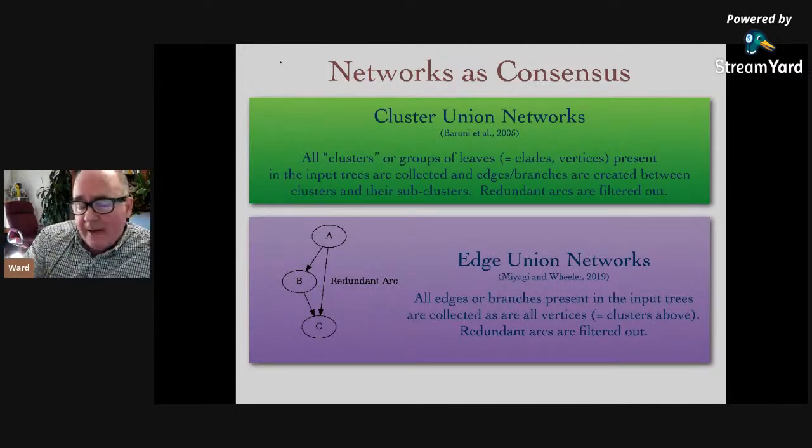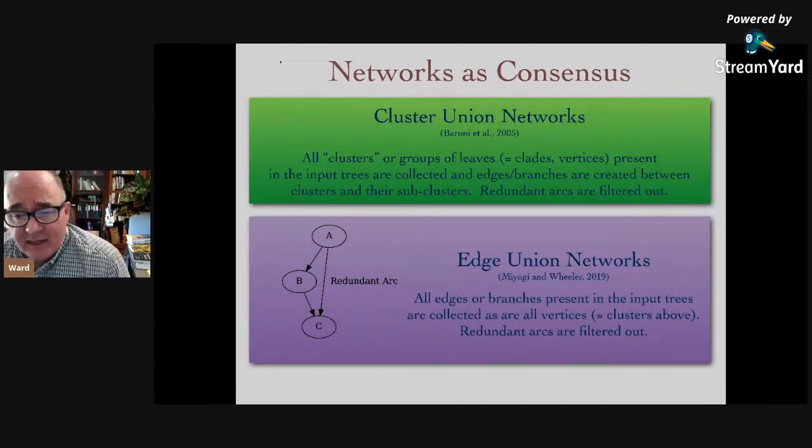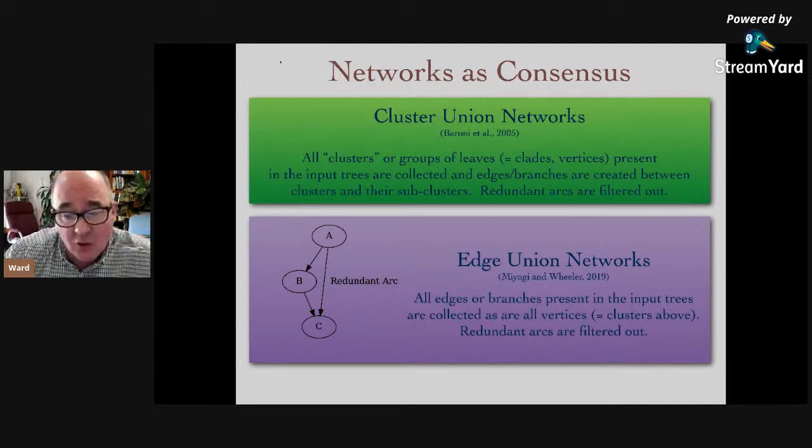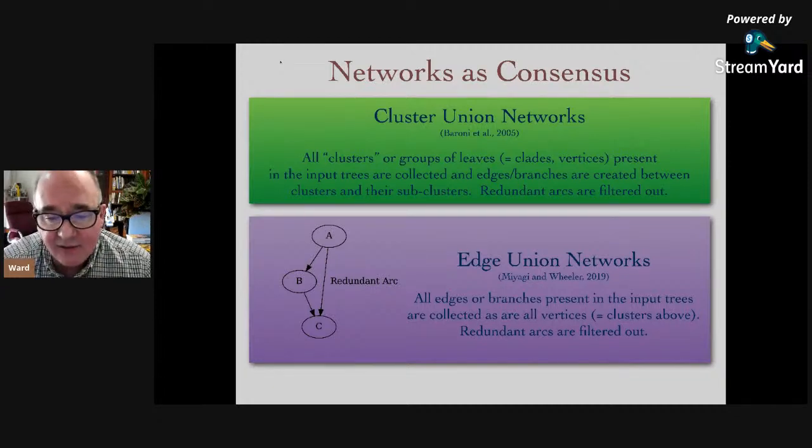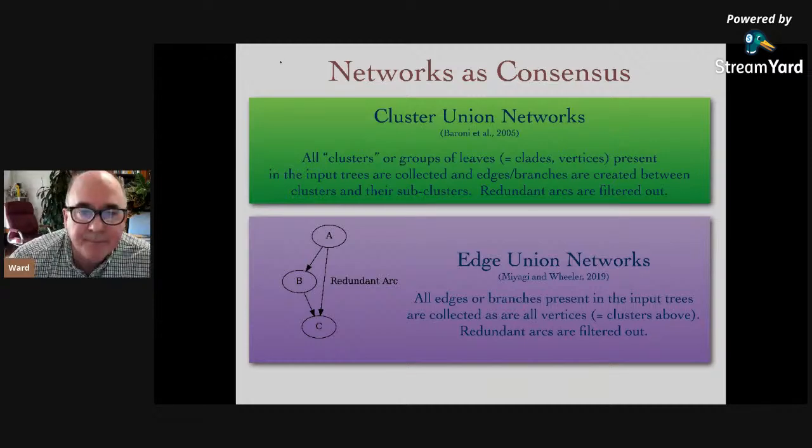But that's based on this emphasis on the cluster, the internal vertices, the HTU vertices. That's really the focus of the cluster union network. Now, the edge union network takes an opposite focus, and that is on the edges or branches present in the input trees. It collects all of them, and then they are put together the same way, the redundant arcs are removed, and so it's focused on the edges that you get there. Cluster union networks and edge union networks can produce different graphs. In general, cluster union networks produce more edges than do edge union networks. I'll show some examples. They're not the same thing. They can generate different results.